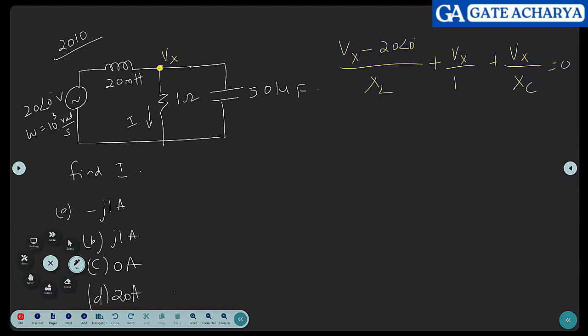The current through Vx minus 20 by XL only gets divided into the two. Should be like Vx minus 20 equal to Vx by 1 plus Vx by X? Sir, you are saying this current only gets divided by 2? Not divided by 2. It is getting divided. I don't know how much goes here, how much goes here. Equal division for all.